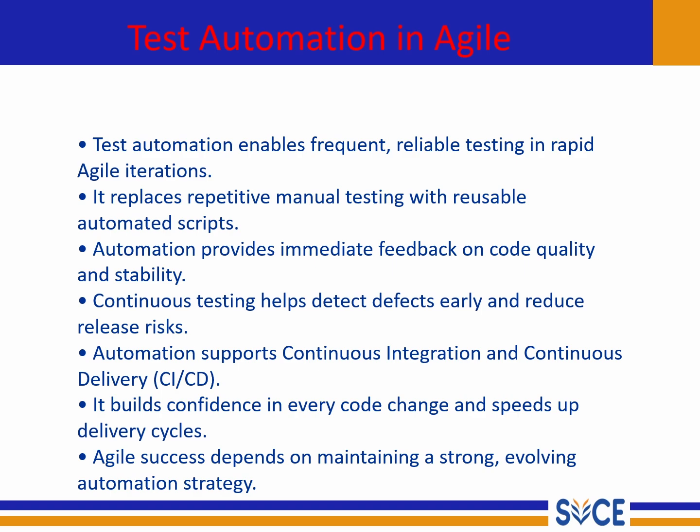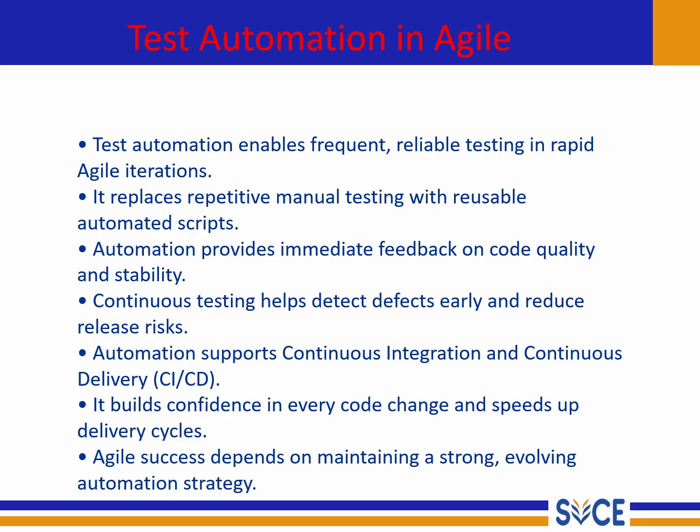Now we'll see test automation in Agile. Test automation enables frequent, reliable testing in rapid Agile iterations. It replaces repetitive manual testing with reusable automated scripts. Automation provides immediate feedback on code quality and stability. Continuous testing helps detect defects early and reduce release risk.